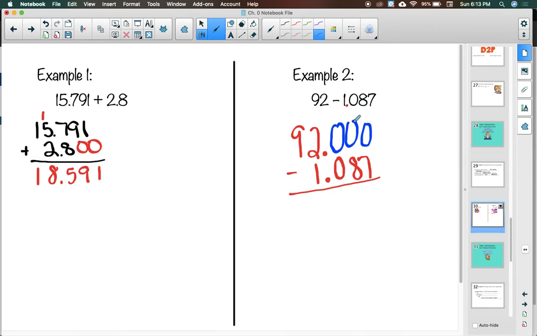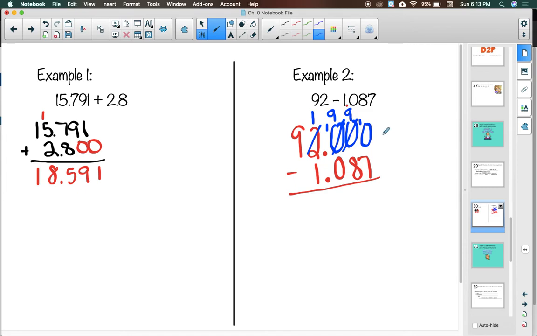So I have to try to borrow, and I can't borrow from 0, and I can't borrow from this 0, so I have to go all the way to the 2 in the ones place, and I've got to borrow from that 2, and it becomes a 1. So now I borrowed 1 whole, and that means I get 10 tenths. And now I borrow from the tenths place, and that gets me 9 tenths. And that 1/10 that I borrowed becomes 10 hundredths. And I borrow from the hundredths place, and now I have 9 in the hundredths place, and that 1/100th that I borrowed becomes 10 thousandths.